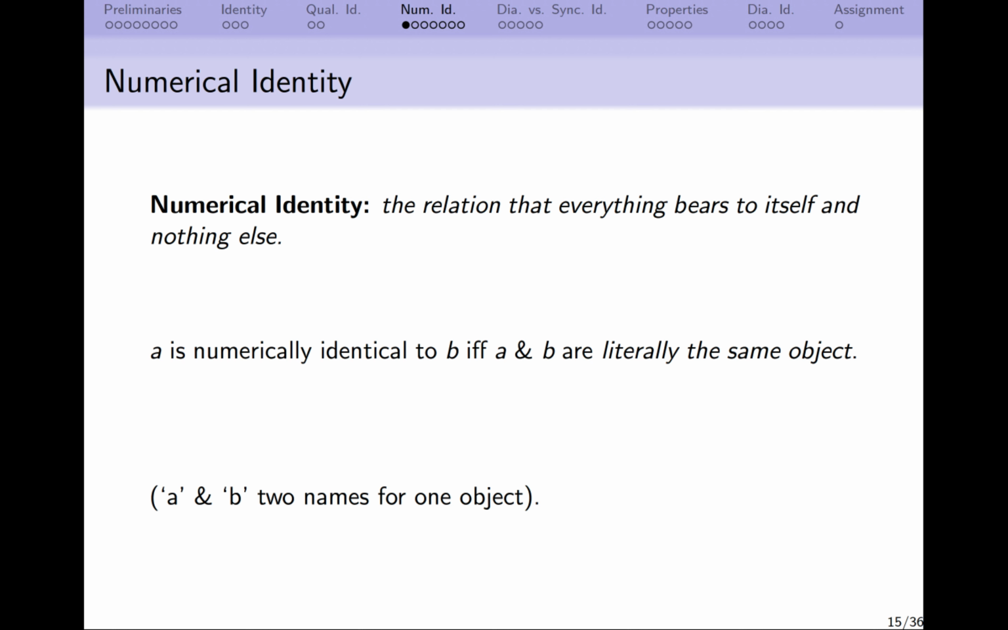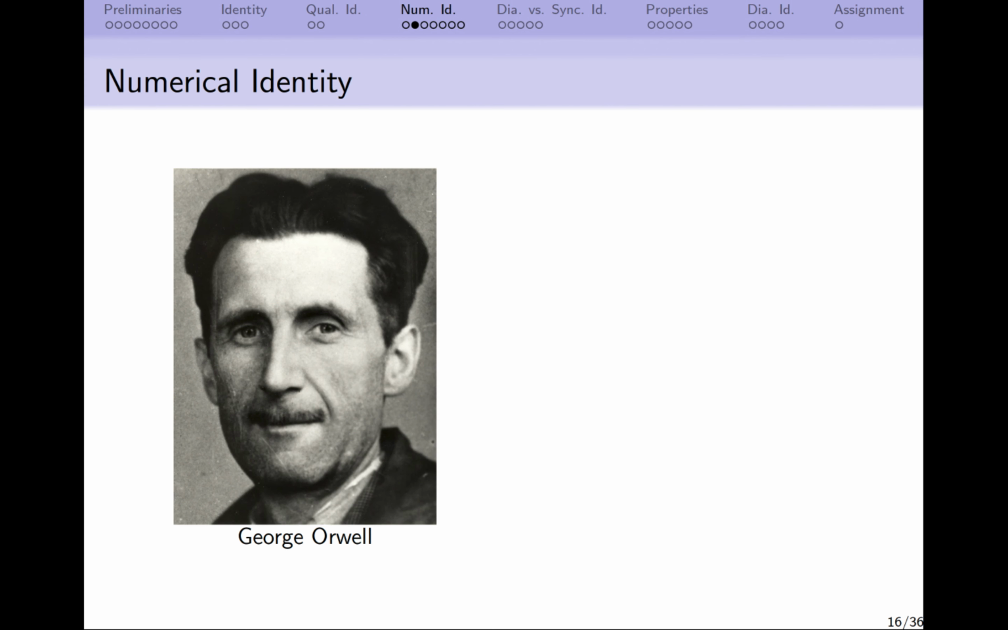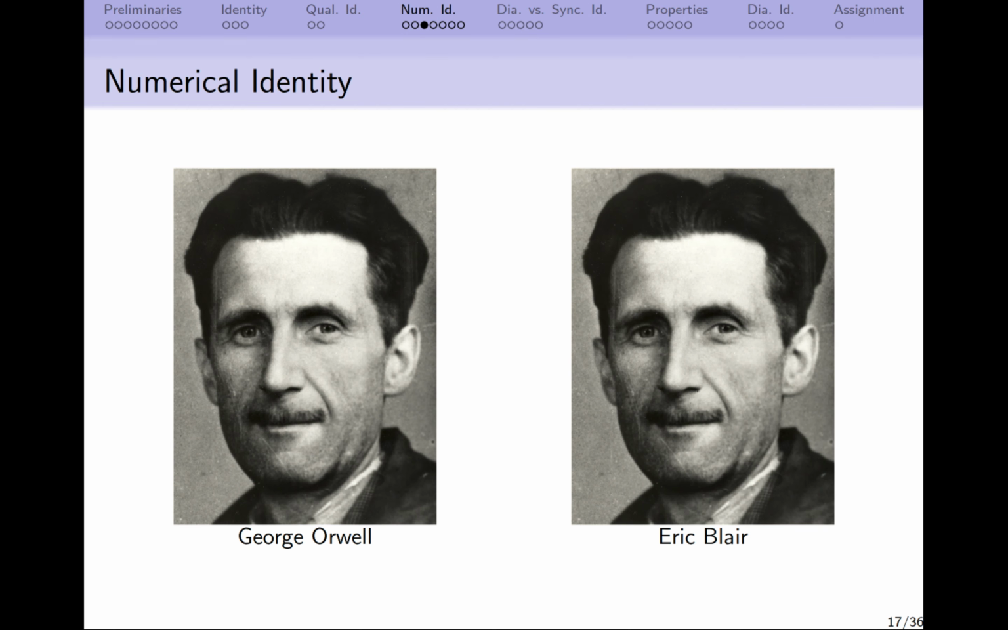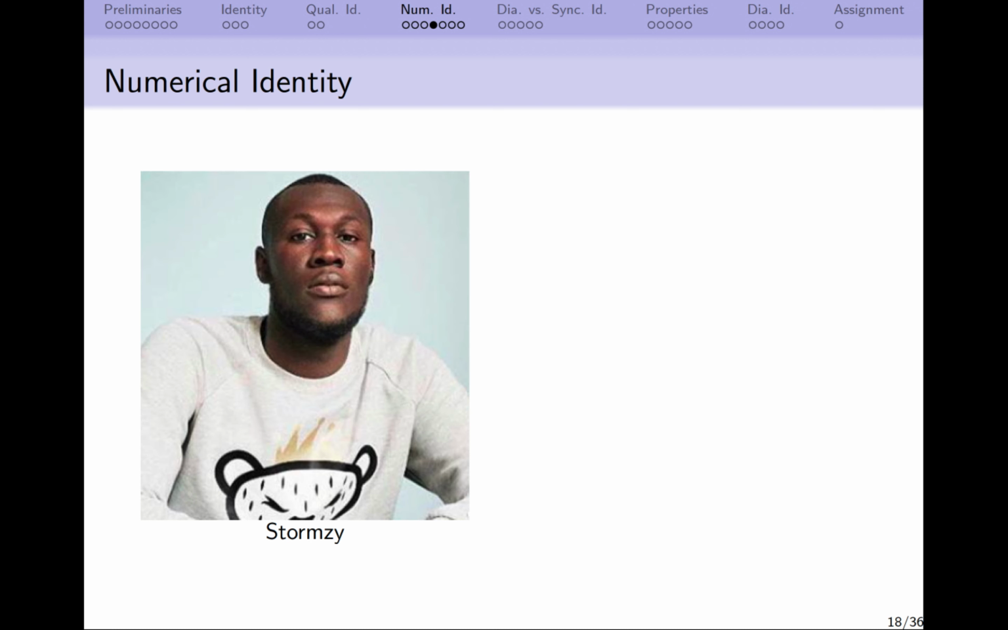To put it a bit more formally, A is numerically identical to B if and only if A and B are literally the same object. So A and B could just be two names for the same object, for instance. An example of numerical identity would be the relationship between George Orwell, the famous author, and Eric Blair. George Orwell was a pen name for Eric Blair. They were literally the same person, just going by different names. So here, obviously, we don't have twins. We have one and the same person. So this is a case of numerical identity rather than mere qualitative identity.